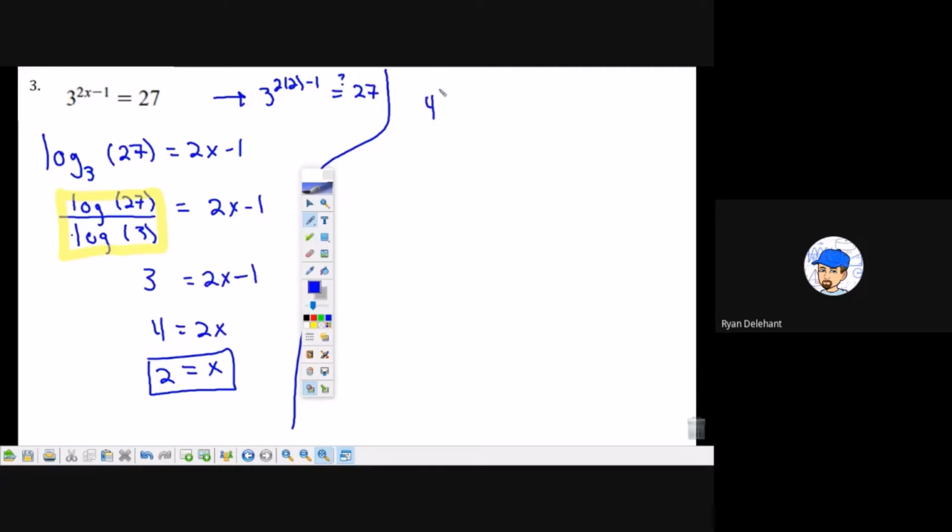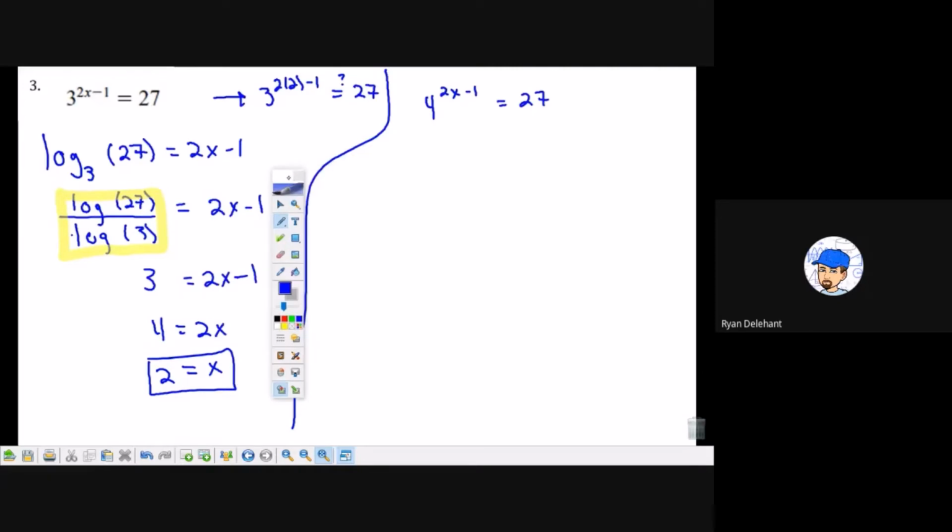Let's say we want 4 to the 2x minus 1 equals 27. And let's do this the same way. So we're going to go log, and we're going to have base 4 here, and it's equal to 2x minus 1, and this is the 27. So this stuff is over here. We're going to go log 27 divided by log of 4. Now when we did this prior, we got a nice pretty number to write down that made our math easy, okay? We come and do this now.